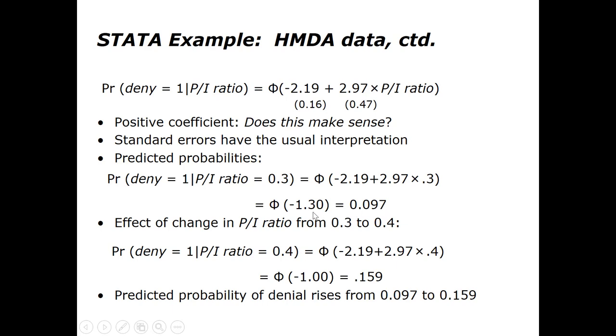Now, what if you're interested in the effect of changes in PI ratios, say an increase from 0.3 to 0.4? In other words, what if my PI ratio increases from 0.3 to 0.4? Now I'm paying more out of my income for my current debt. Now, the probability of denial equaling 1, in other words, an unsuccessful application given the PI ratio of 0.4, using a similar procedure, is equal to 15.9%. So when I had a PI ratio of 0.3, that was the probability. Now the probability of denial has gone up, as you can see. The predicted change in probability of denial is then about 6 percentage points.